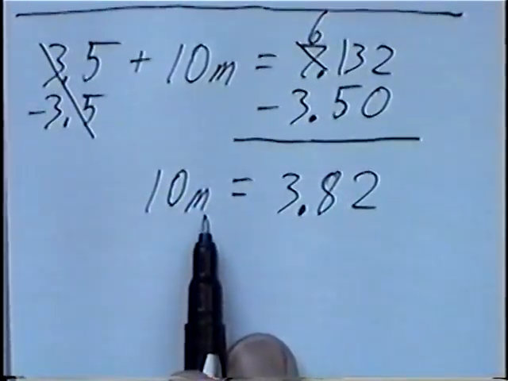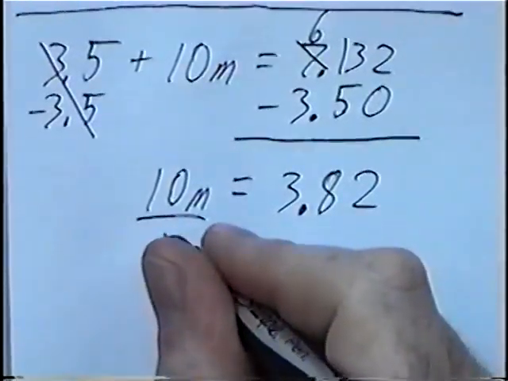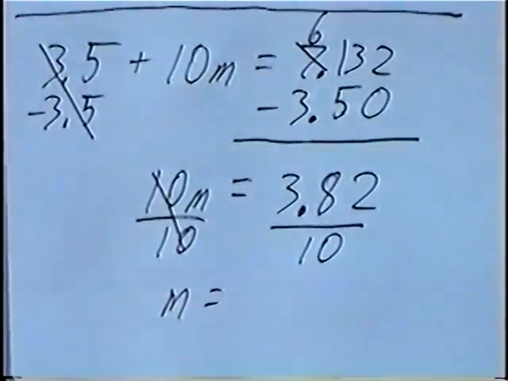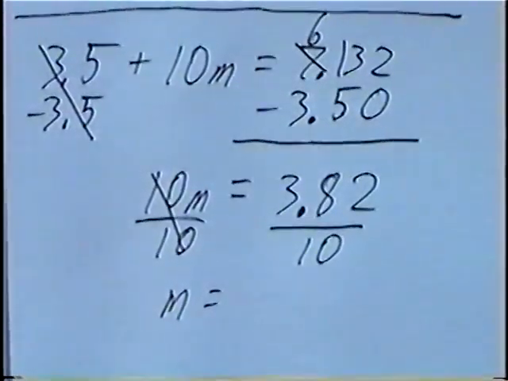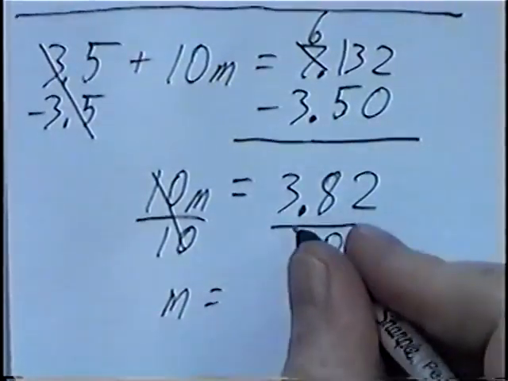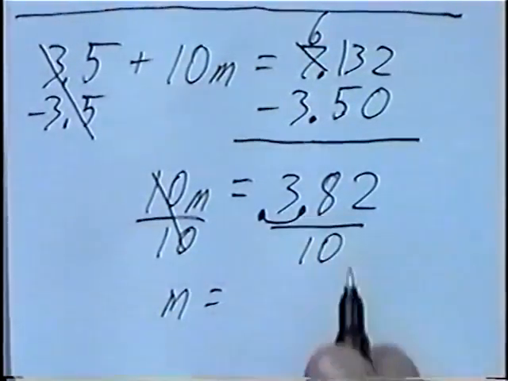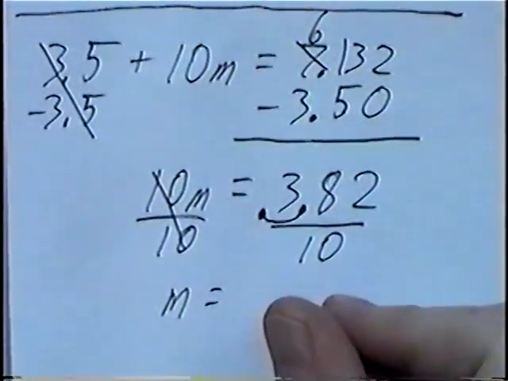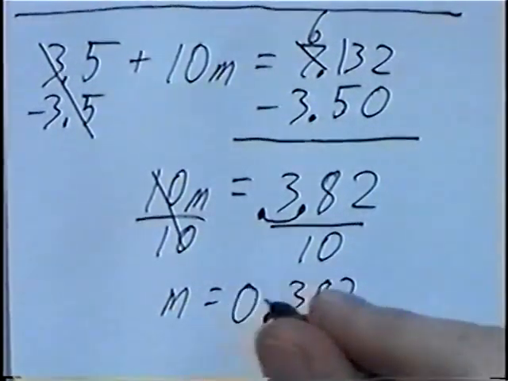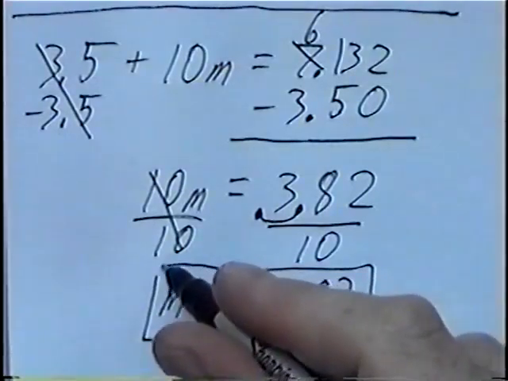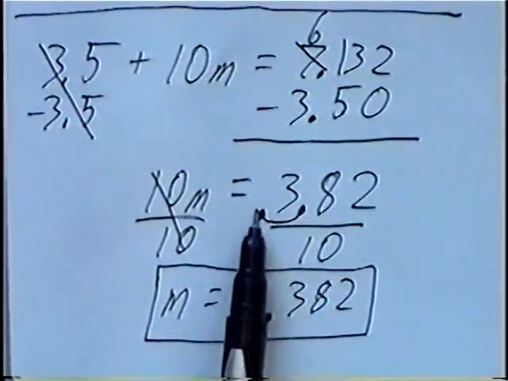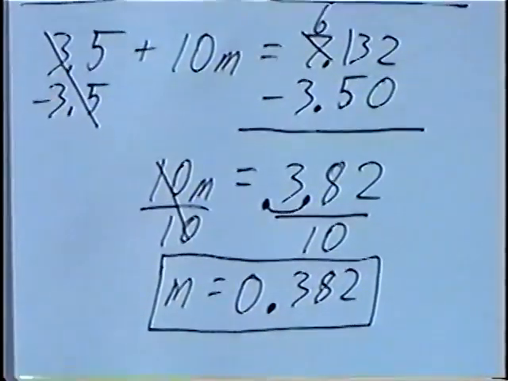And last step, 10 times m, or multiplying by 10. The opposite of that would be dividing by 10. So the 10s would cancel. If you wanted to, you could use long division, 3.82 divided by 10. One shortcut: when you divide by 10, you can move the decimal one spot to the left, and that would be the answer from dividing by 10. So we'll have 0.382, and we can put a 0 in front of the decimal point. So m equals 0.382. And again, when you divide by 10, just move the decimal to the left one spot and you'll get the correct answer.